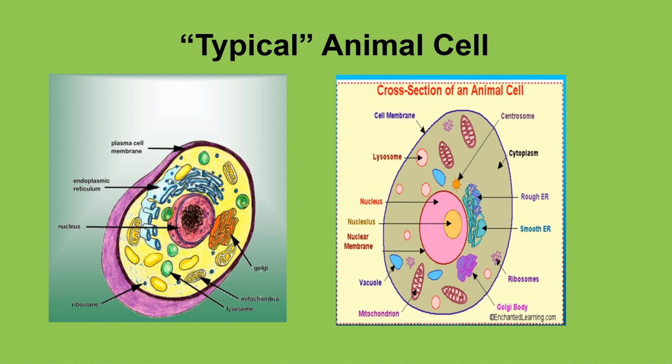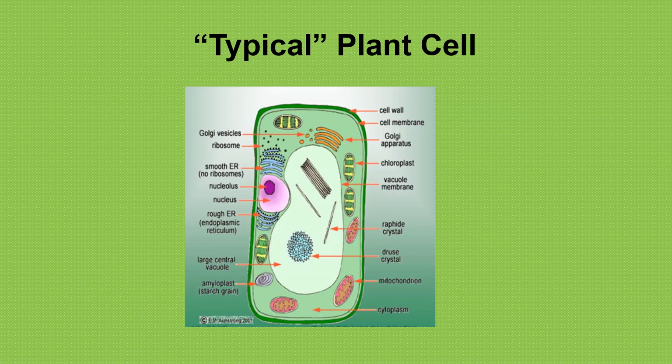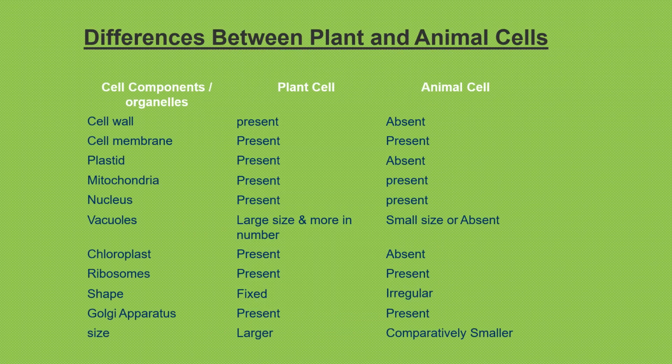This is the typical animal cell, where you can see a eukaryotic structure where all the organelles are membrane bound. This is the typical plant cell, where you can see the cell wall and plastids, that is chloroplast, which are helpful for photosynthesis. These are the differences between plant and animal cells, where majorly you can differentiate: the cell wall is present in plant cell, absent in animal cell. A large vacuole can be seen inside the plant cell, and chloroplast is present in the plant cell and absent in the animal cell.